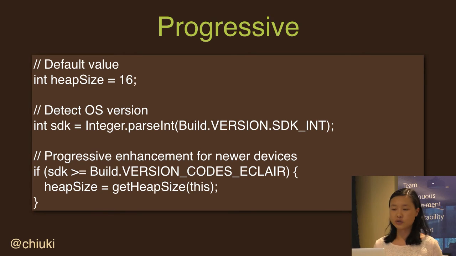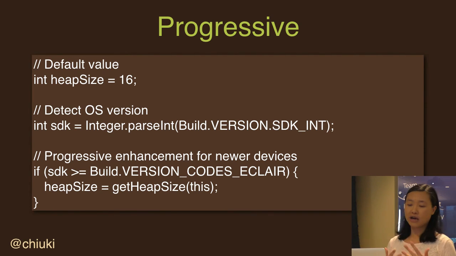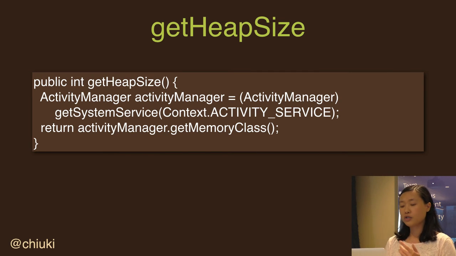Now this is kind of like a formula to do progressive enhancement. We set up a default value, so in our case we want the heap size to be 16. And then we look at what version we're running this on. If it is actually larger than Eclair, which is the code name for version 5, then we can go ahead and get the heap size programmatically. This is a helper function because I don't have room on this screen. So getHeapSize is going to call the getMemoryClass function that we saw in the Javadoc earlier. In this case, we have a sensible default value for devices that are too old. But if the device is new enough, then we can call this extra nice function and get the new functionality.